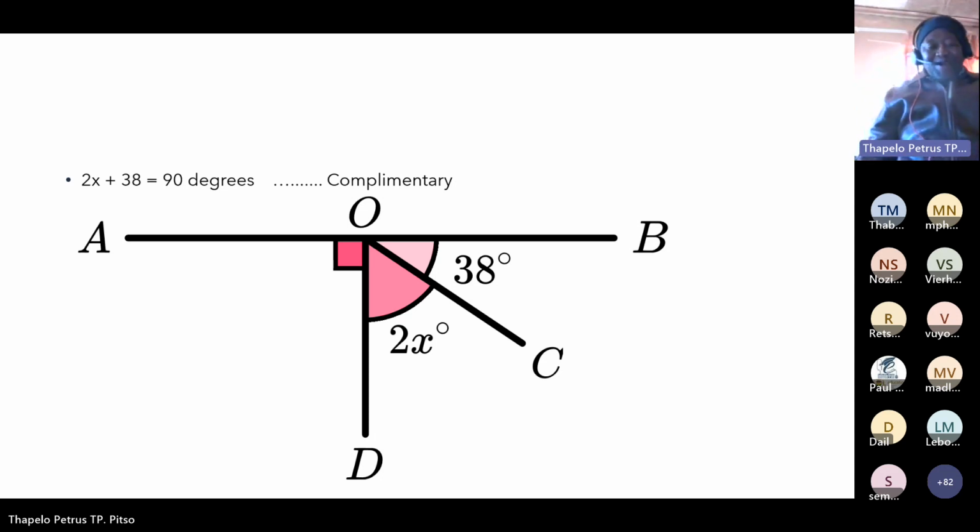But remember now in the equation, on the left must be equal to the right. What do you add to 38 degrees to get 90? What do you add to 38 degrees to 90 in order to be able to solve for x? In other words, we are applying our equations like last week.